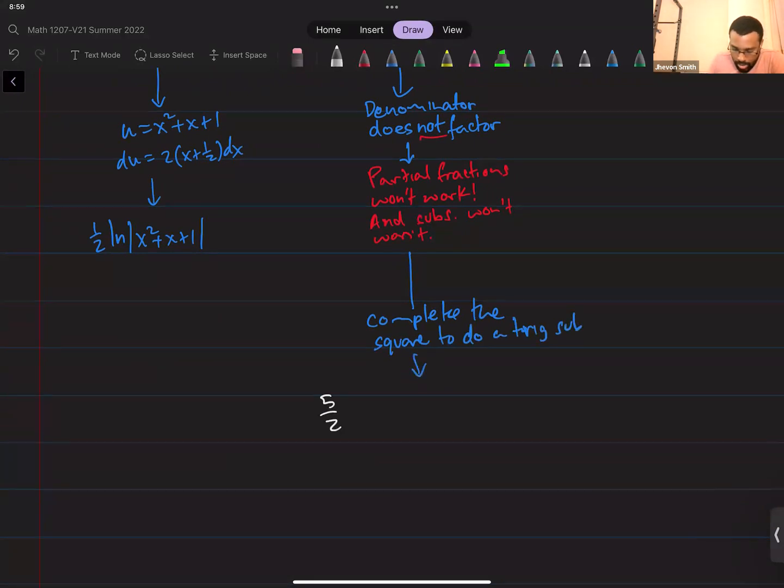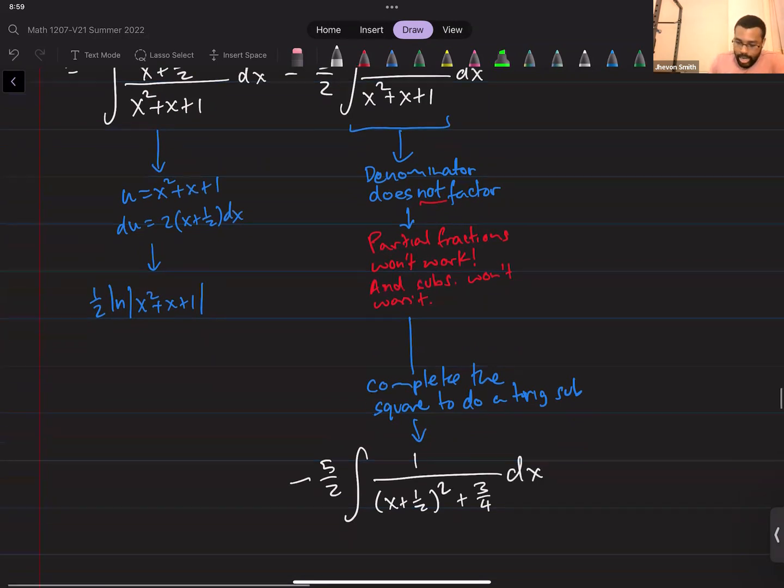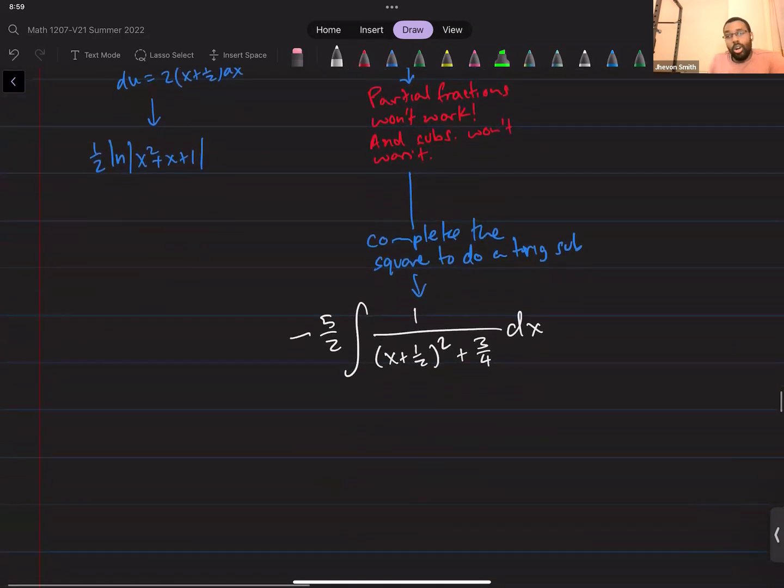So that leaves me with 5/2 times integral of, this will be x plus a half squared, because then when I square that, I would get a quarter, and I want that to add up to 1, so it'd have to be 3/4 over here. And then this is almost like a basic rule, but you probably won't see it without another substitution at this point. u equals x plus a half.